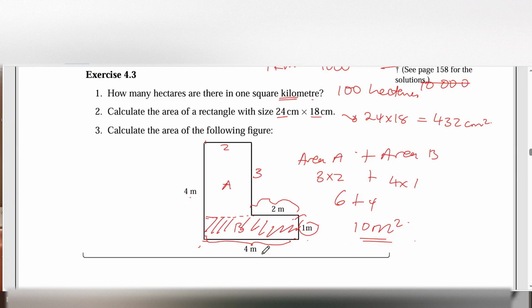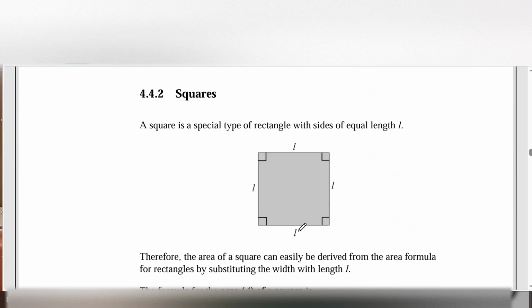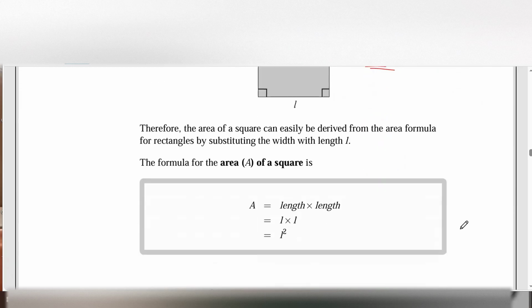Okay, and then next. We are talking of squares. So with a square, you just have to multiply the length times length, which gives us something like length squared. So that is the formula for calculating the area.